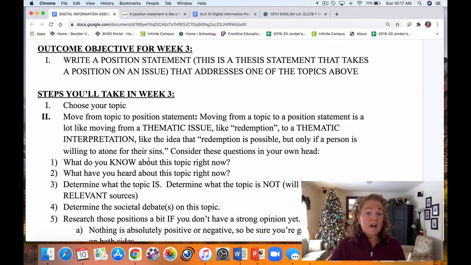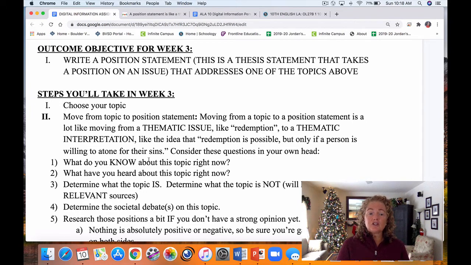So once you have your topic, you have to go from that topic to your position statement. And I give you a couple of guiding questions or things to do. If you look at the numbers, number one, what do you know about the topic right now? What have you heard about the topic? And then I want you to sort of determine what the topic is and what it is not. It's basically helping you to narrow your focus so that you can find relevant sources.